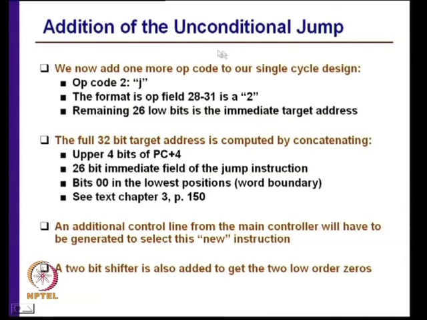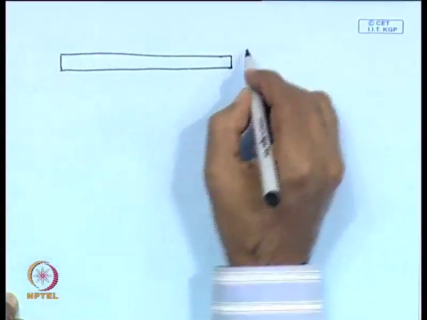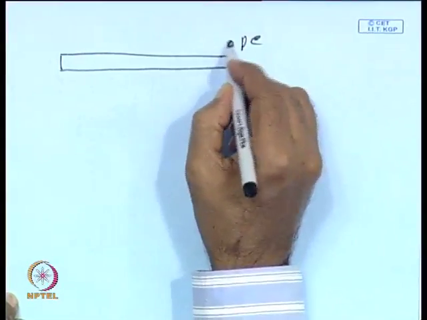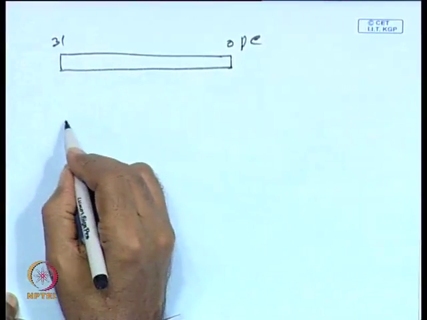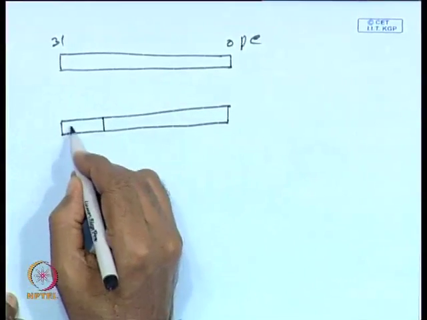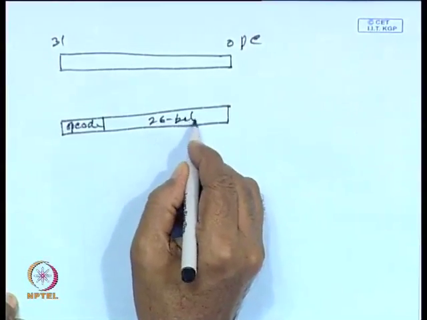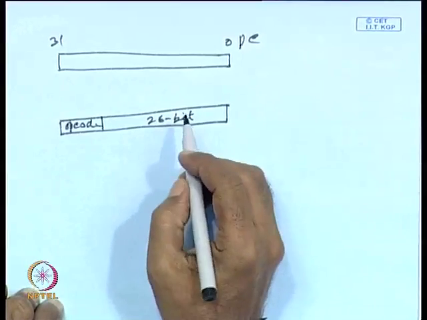This is used only in case of unconditional jump, and the full 32 bit target address is computed by concatenating the upper 4 bits of the PC plus 4. So here the effective address is generated in this way. Here is your program counter. Program counter is 32 bit, 0 to 31, and in this case the instruction format is a 6 bit opcode and 26 bits available, that is the immediate target value.